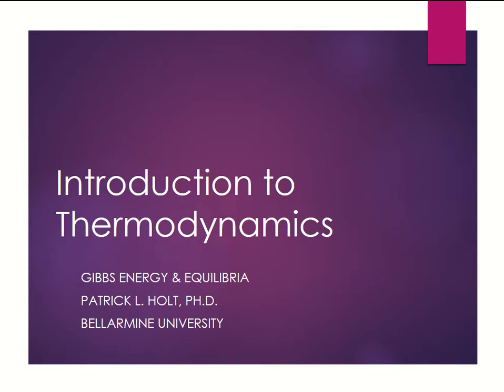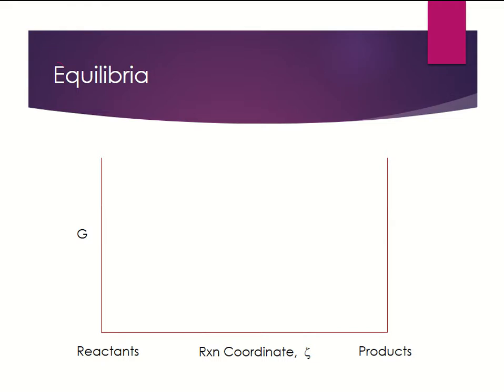Hello folks, in this video we're going to look at equilibria and how equilibrium is related to changes in the Gibbs energy. So we first look at a graph here where we have what's called the reaction coordinate along the horizontal axis. On the left side we have reactants, on the right side we have products. So as a reaction proceeds, we generally start with reactants and it proceeds from left to right in this graph to the formation of products.